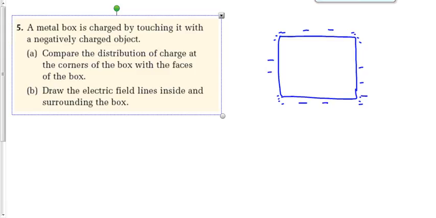Doesn't mean you're not going to get electrons elsewhere. The extra electrons are all going to go to the outer surface, but you're going to get a higher concentration of them at the corners than you will on the sides. Now, what about the electric field lines? We'll just draw the electric field lines on one area, but it would look the same all the way around. The electric field lines here would look like this.